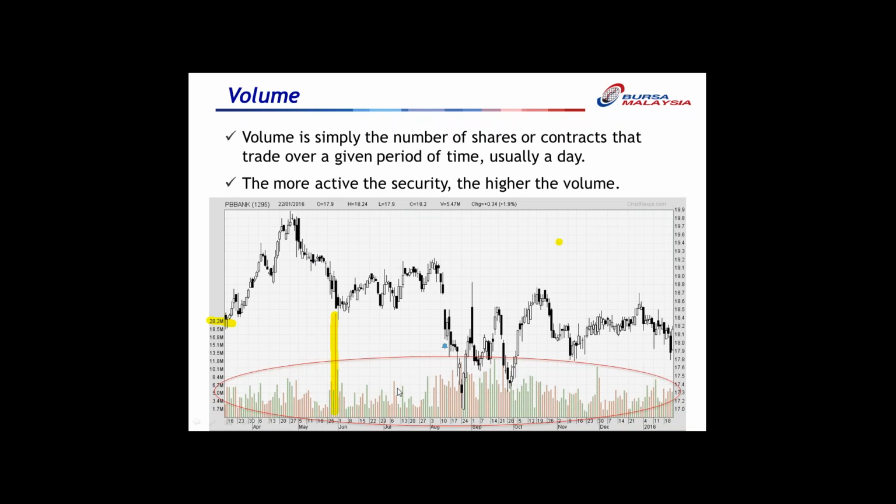There are some days where the average volume is about this. This is the average volume. But there are some days where people are aggressively trading the contract. This is when you can see a long bar there. So the histogram below, the bar below, means how many contracts are being traded over a certain period of time. And the more active the security, the higher the volume. Okay, let me go to the next page.